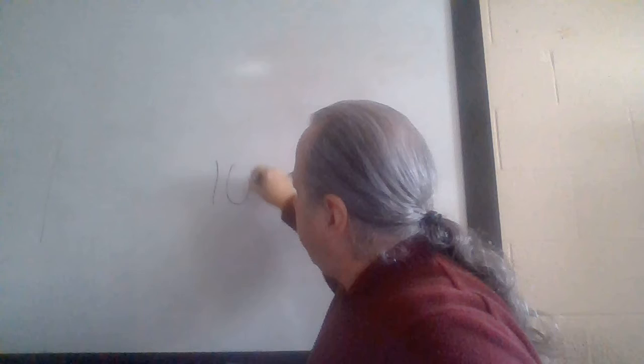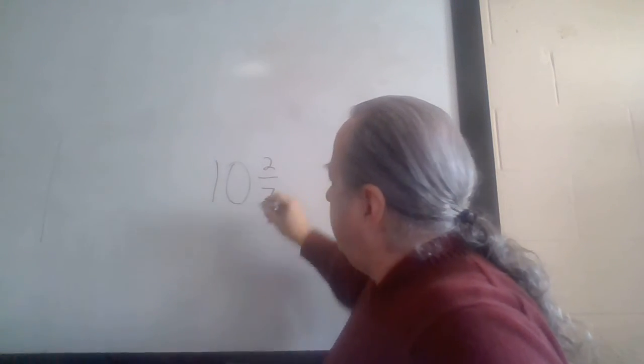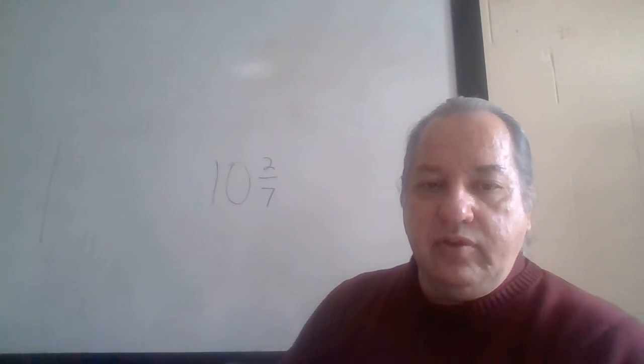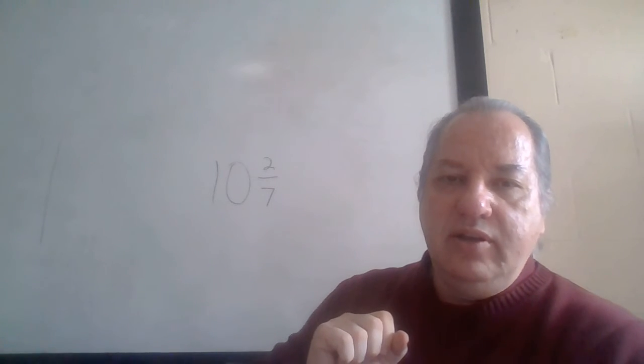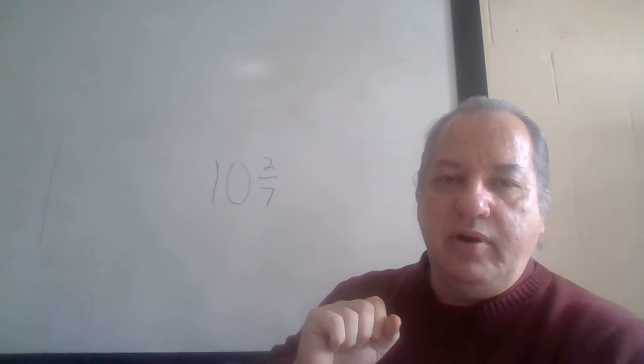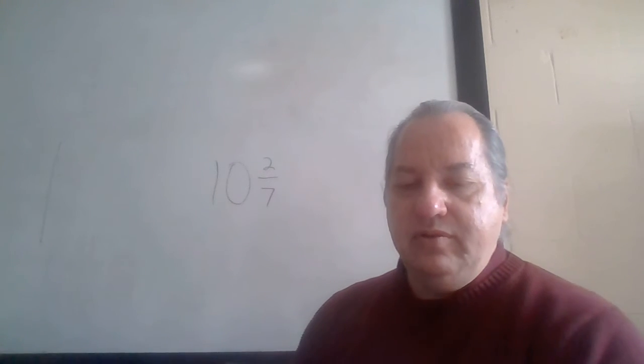Depending on how you did, if you did great or if you still had a few questions, let's try another one. See if we got it down. Let's do 10 2/7. Convert that to an improper fraction. So hit the pause button now, then unpause it when you're done.